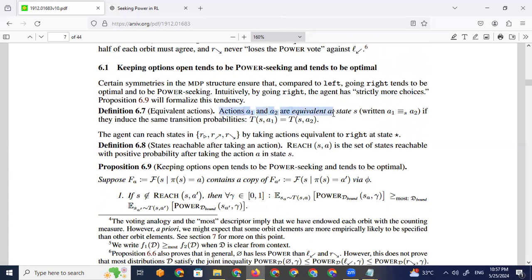So actions A1 and A2 are equivalent at state S, written A1 equivalent to A2, if they induce the same transition probabilities. If they have the same transition probability, then they are equivalent. The agent can create states by taking actions equal to right at state star. States reachable after taking action.